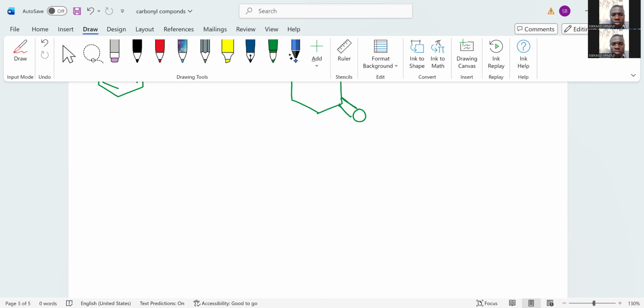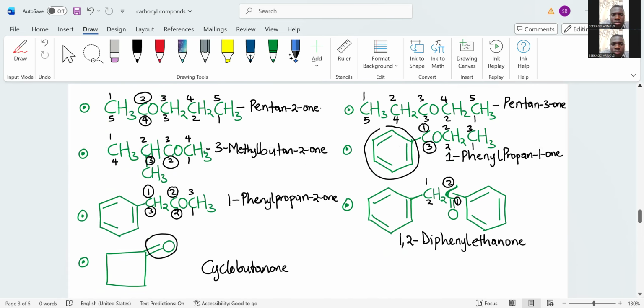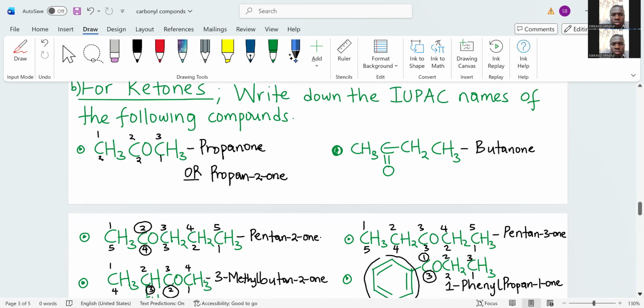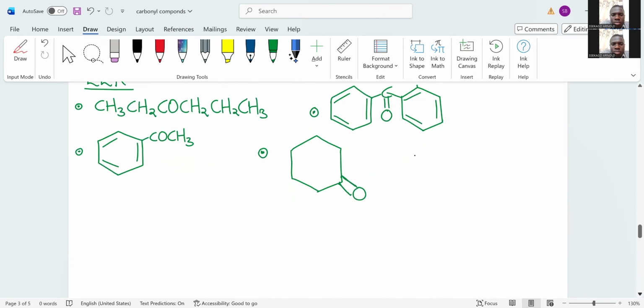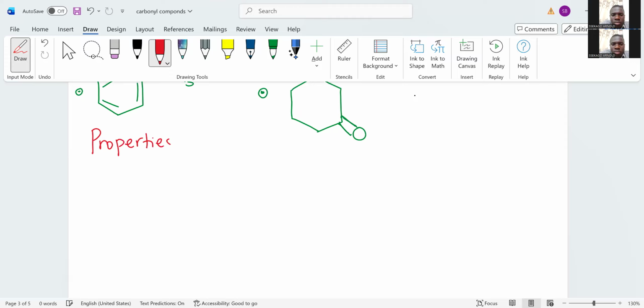I continue from where we stopped. Previously we were handling how to name alkanones, and those are ketones. So today we are going to explore the properties of carbonyl compounds.